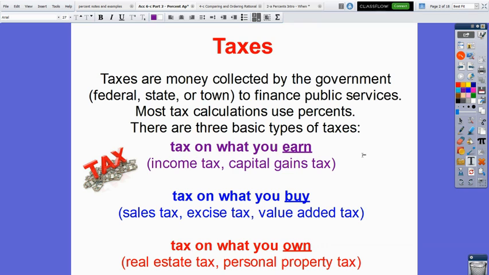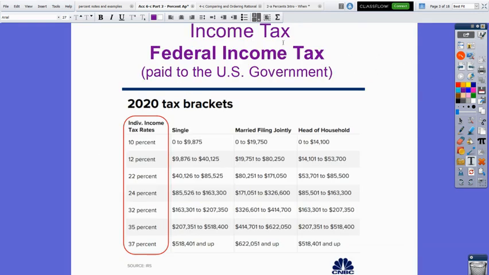So all of these things, the more money you have or spend or own, the more money you pay to the government, because these taxes are almost all done by percent, right? So we'll look at these one at a time. We'll start with income tax. There are two types of income taxes. There's the federal income tax that the U.S. government charges everybody, and depending on how much money you make, we have a graduated tax system.